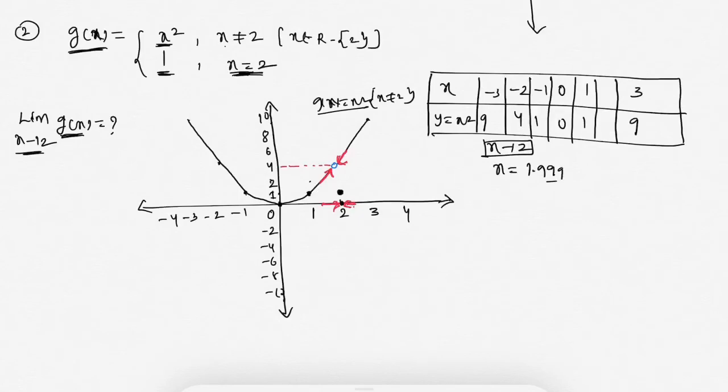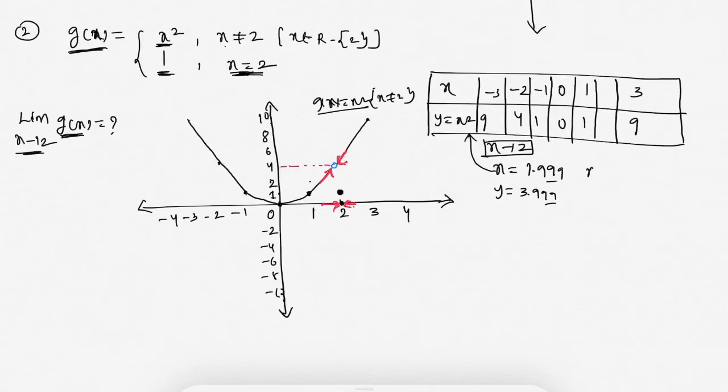So x is 1.999 means, then y will become how much? If you substitute, you will get y as 1.999 whole square, so 3.999 you will get, correct? If you substitute this x in the y equal to x square form.